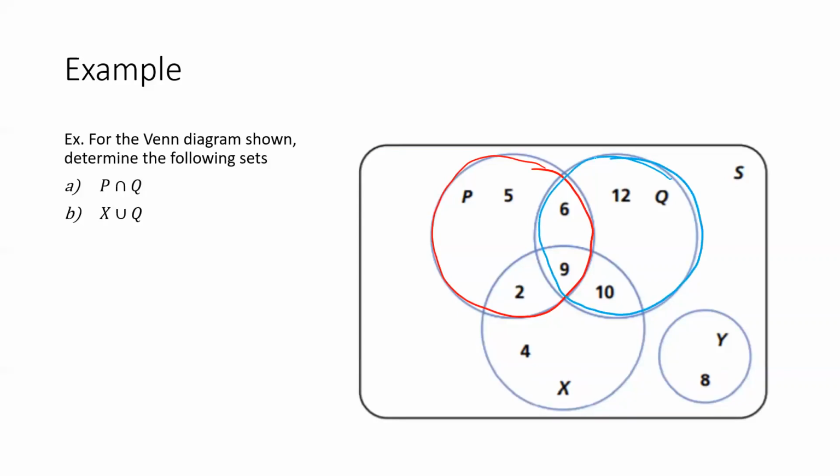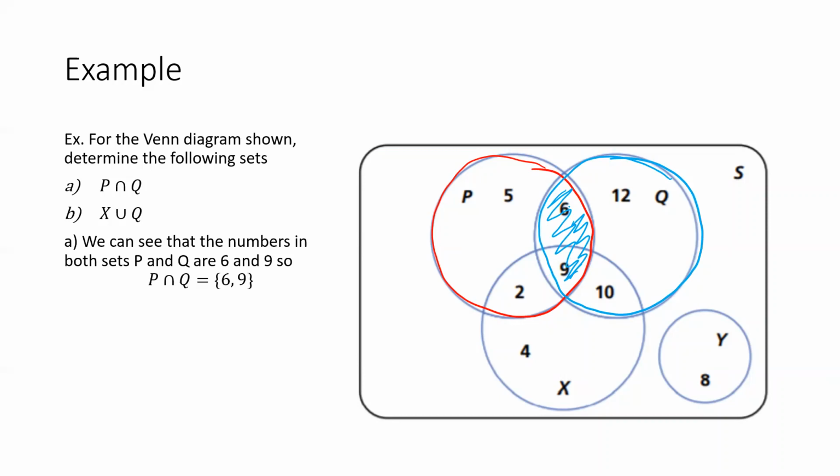So we can see here that P and Q are the two regions that I drew. P is in red, Q is in blue. And now what I'm doing is trying to figure out what elements are in the intersection of both. I can clearly see here that 6 and 9 are in both of them, right? So P intersection Q is 6 and 9. And I just write the set with proper notation.